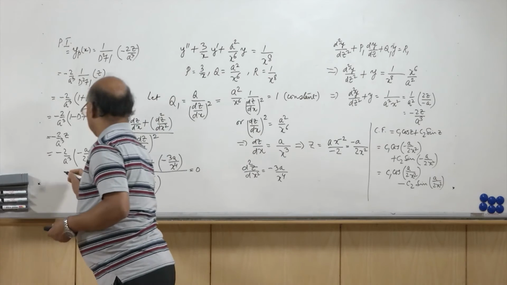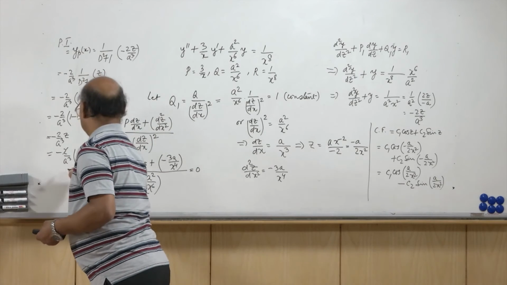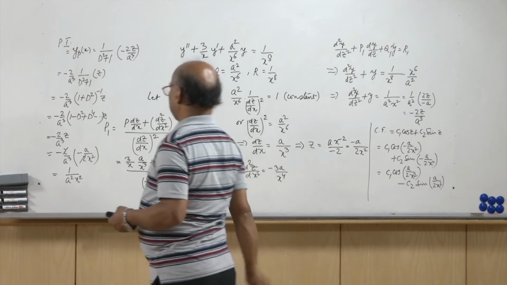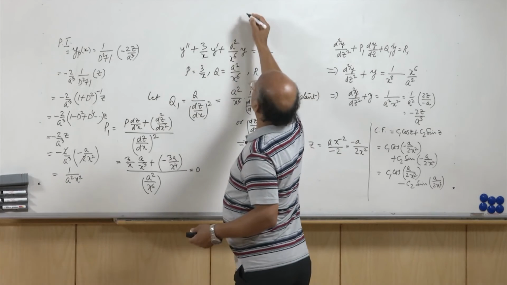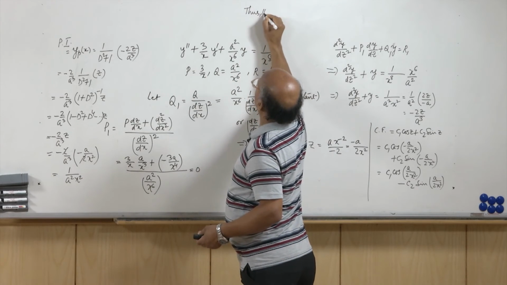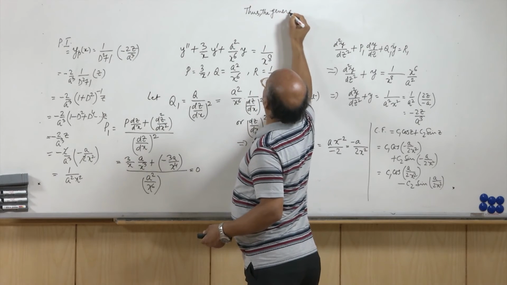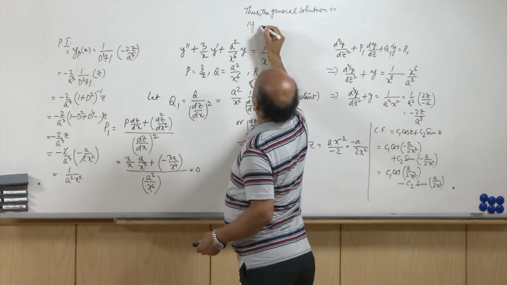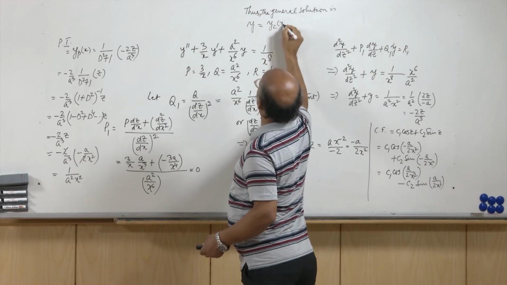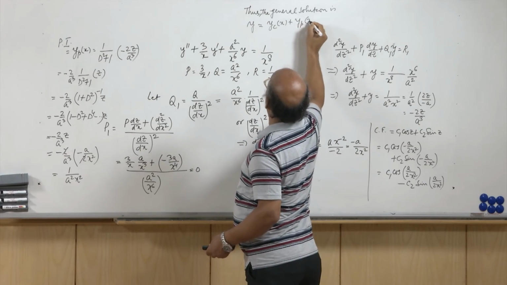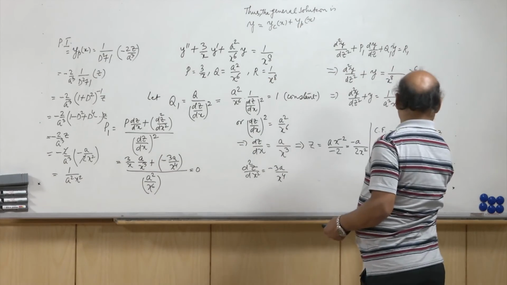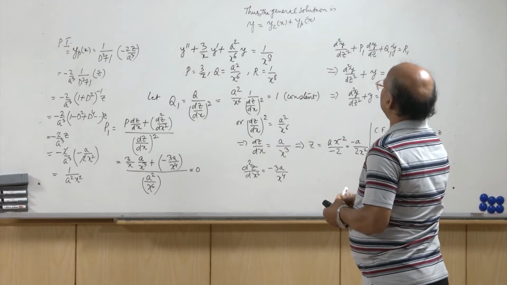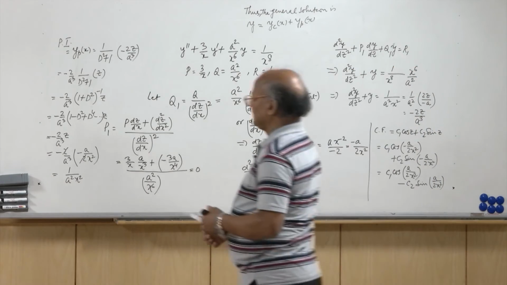So this will give you 1 by x square, and thus the general solution is y equal to yc(x) plus yp(x). This is yc(x) and this one is yp(x). So, we take the sum of the two and write it equal to y. So, that is the general solution in this case.